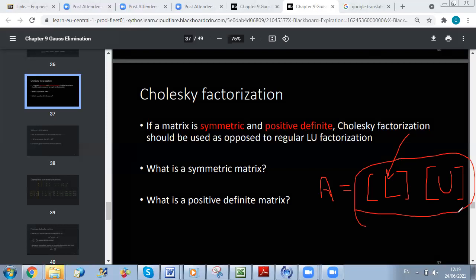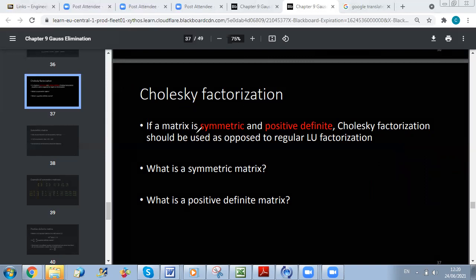We have several other methods. One very efficient method is Cholesky factorization. But the problem with Cholesky factorization is that it cannot work on any matrix. We have conditions. Whenever these conditions are met, we can apply Cholesky factorization. What are these conditions? First, the matrix should be symmetric. And second, it should be positive definite.